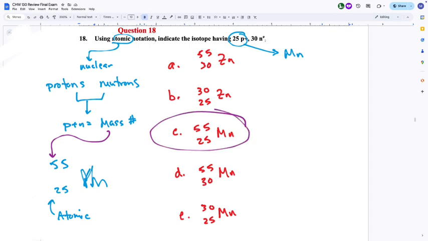Why else might we stack the numbers in this way? One thing you might want to do is calculate the number of neutrons. 55 minus 25 is 30. It's almost like it's organized in a fashion that would allow you to determine the number of neutrons straight out of the formula. Make sense? Does that help?